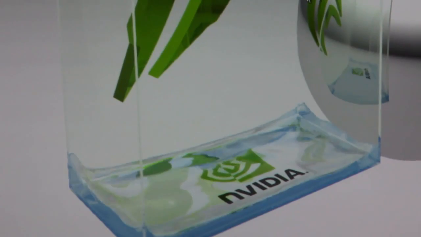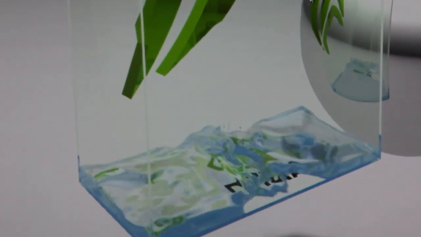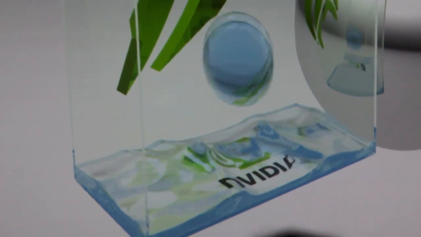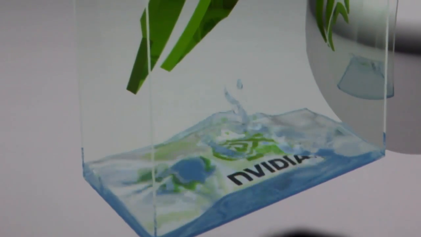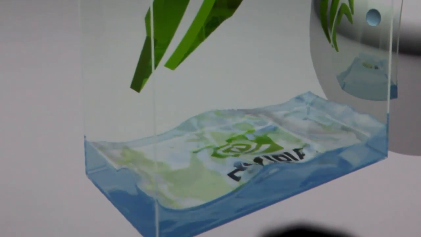Whoa. The reflection and the refraction and the Fresnel effect of the water, it's just beautiful. You can just sit here and watch this all day. Just the stress just flows right out of my fingertips.